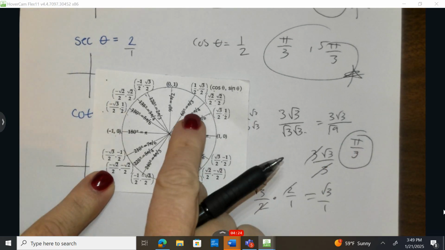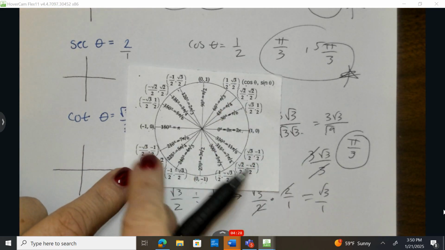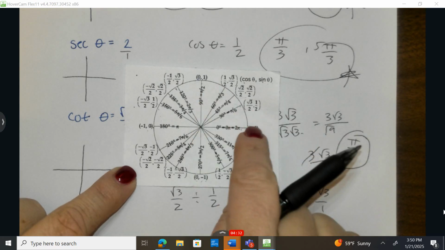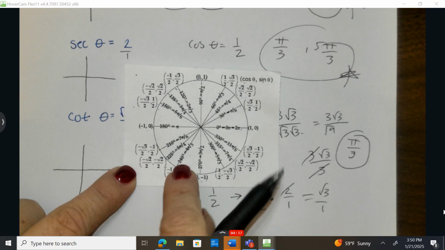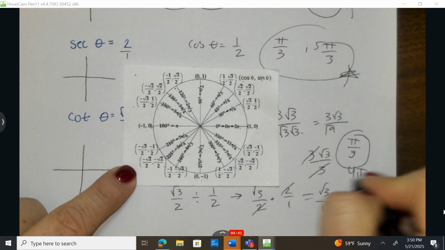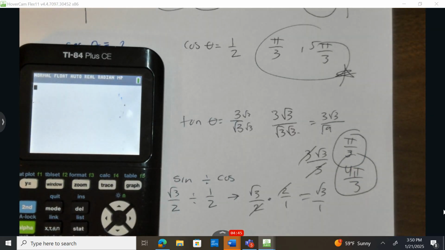Now, where else do we have tangents that are positive? Positive tangents also occur in quadrant number 3 with a reference angle of 60 degrees or pi over 3. The reference angle down here would have us falling with a terminal angle at 240 or 4 pi over 3. How can you check if you're not very confident? Grab our calculator. Let's get started.